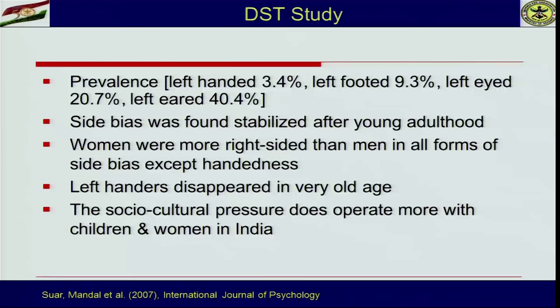We have also found that side bias is stabilized after young adulthood. After 17 to 18 years it is stabilized and it does not change. Women are more right sided than men in all forms of side bias except handedness. Left handers have been found to have disappeared in very old age.